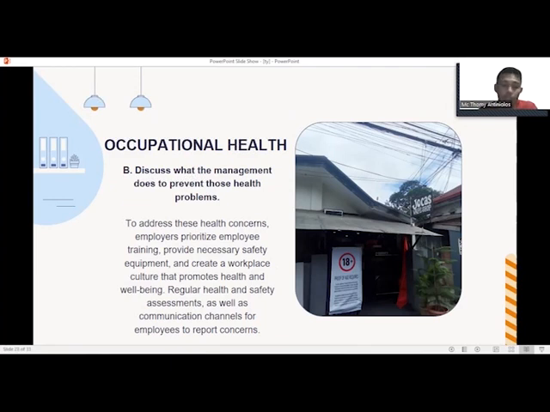B. Discuss what the management does to prevent those health problems. To address these health concerns, employers prioritize employee training, provide necessary safety equipment, and create a workplace culture that promotes health and well-being, regular health and safety assessments, as well as communication channels for employees to report concerns.